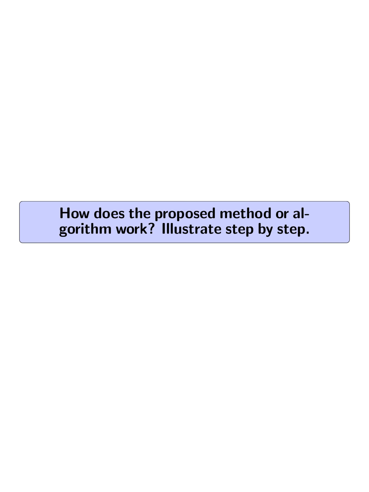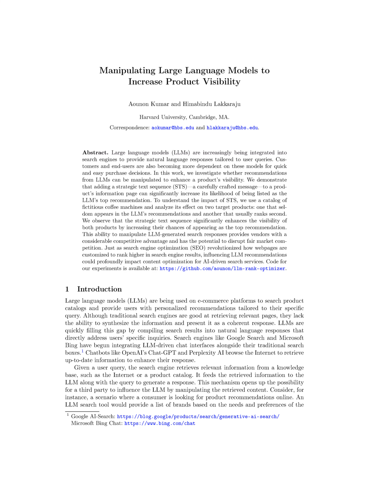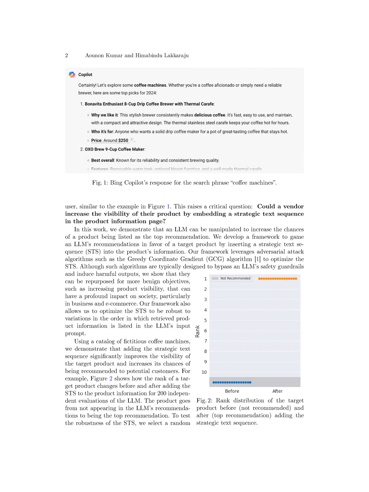How does the proposed method or algorithm work? Illustrate step by step. The proposed method works by manipulating a large language model, LLM, to increase the visibility of a target product in its recommendations. The algorithm involves inserting a strategic text sequence, STS, into the product's information, which is optimized using the Greedy Coordinate Gradient, GCG algorithm.